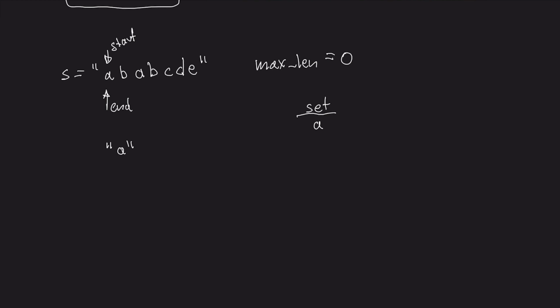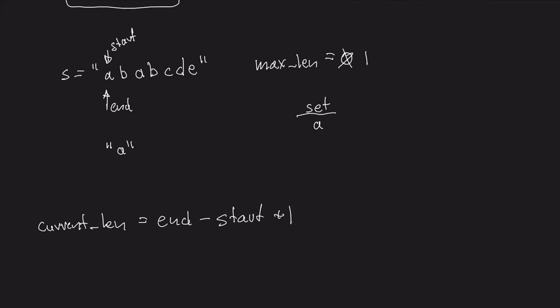And then, since we know that there are no repeating characters, we would compute the length of our current substring using the formula: the current len equals end minus start plus 1. In our case, start and end are 0, so 0 minus 0 plus 1 is 1. It is greater than maxLen, so we would update maxLen to 1.